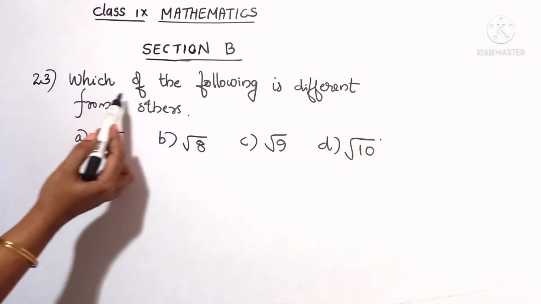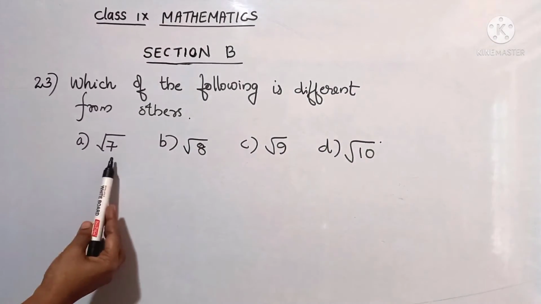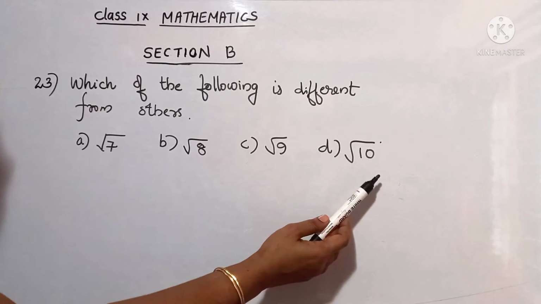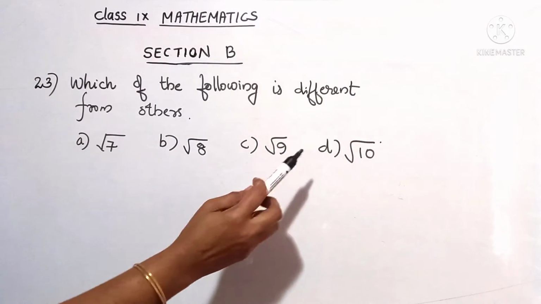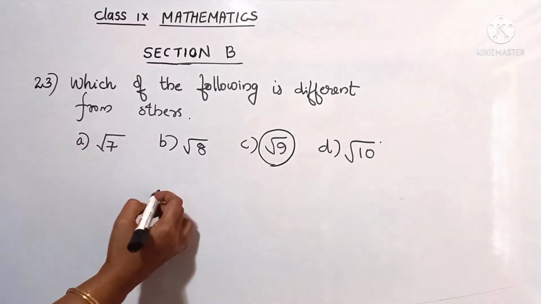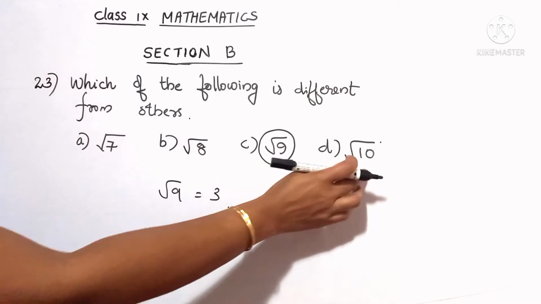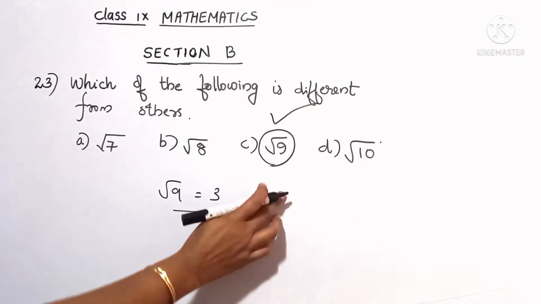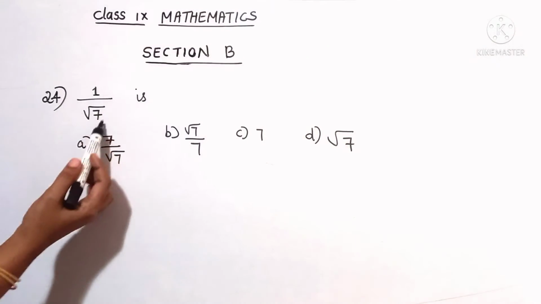Question number 23. Which of the following is different from others? Option A, root 7, B, root 8, C, root 9 and D, root 10. We have to observe this properly. We could understand here the different one is root 9. Root 9 is equal to 3, we know, and all the others, root 7, root 8 and root 10, are not like that. So this is the answer. Option C, root 9.